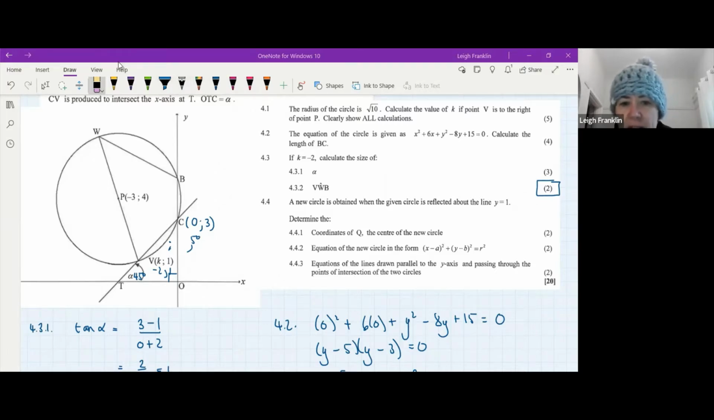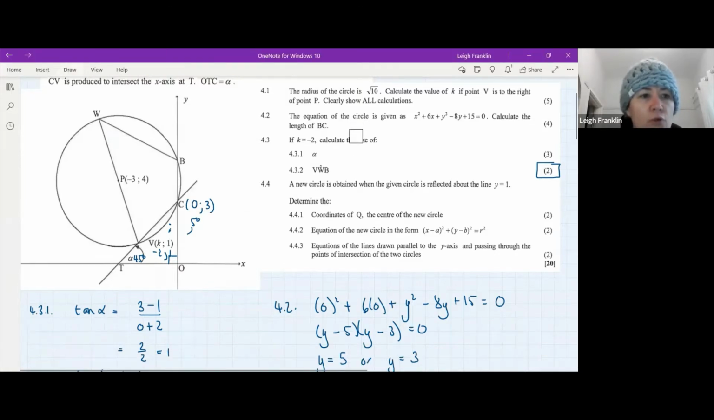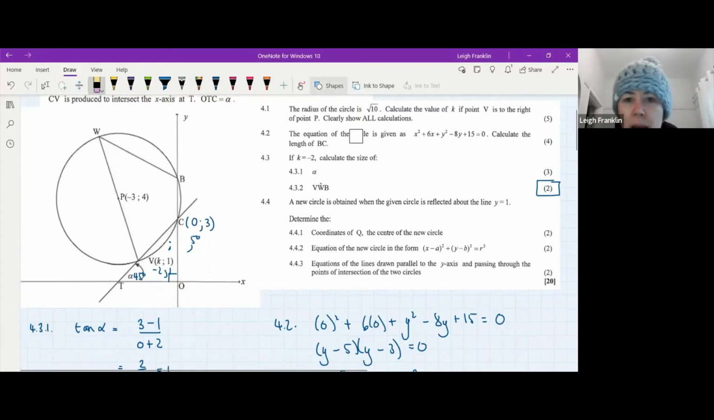This is the line that it's been reflected over. Absolutely, it's a horizontal line. And the line y equals 1, let me see if I can draw a line that was... okay. I suppose that'll do. There's the line y equals 1.